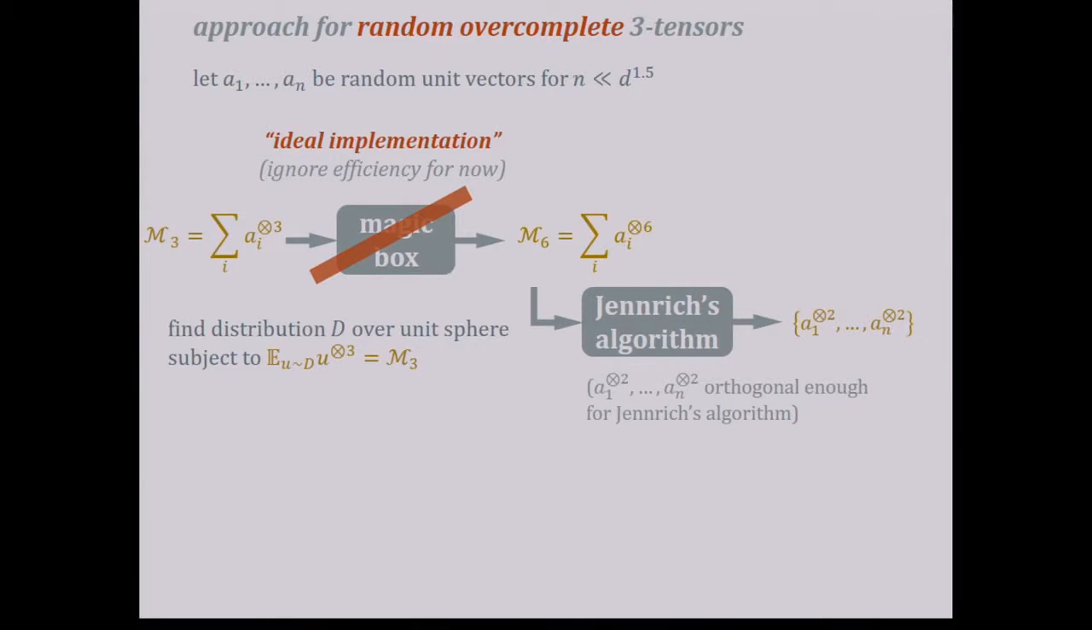And so, what would be an ideal implementation of this magic box? The ideal implementation I want to consider is the following. Suppose this magic box computes a distribution D over the unit sphere, which has the same third moments as the given third moments, and then it just outputs the 6th moments of the distribution that it computes.